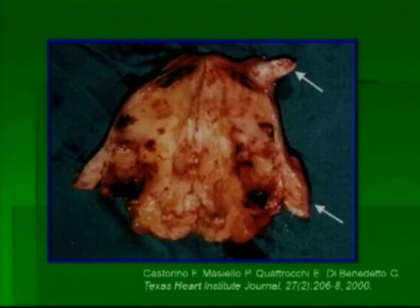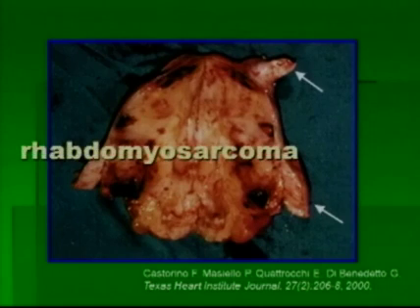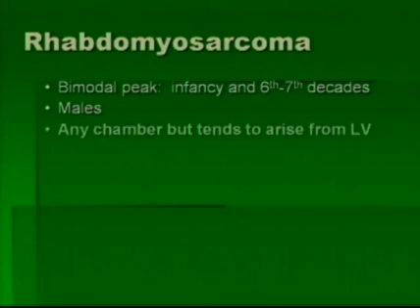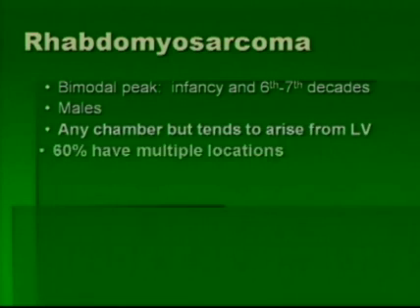Here's another example of a rhabdomyosarcoma. And these also exhibit a bimodal peak, in infancy and in the 6th to 7th decade, so they're found both in children and in adults. They also occur in males. They can occur in any cardiac chamber, but they tend to arise from the left ventricle.